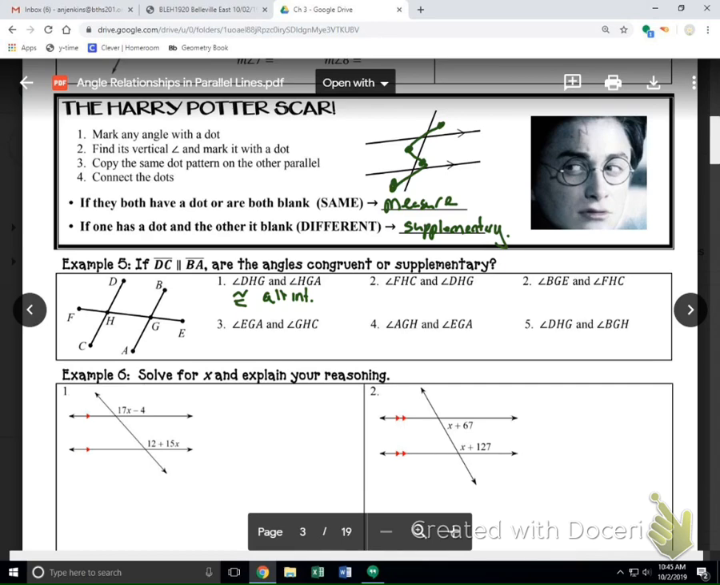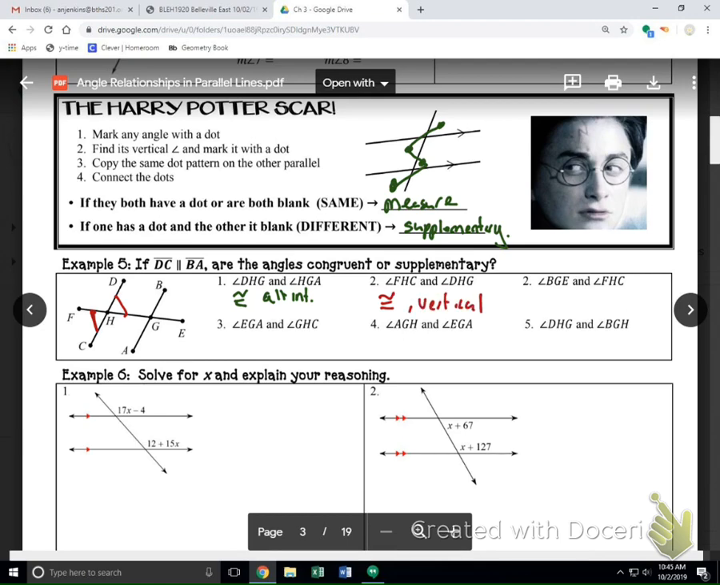Okay, we also have, I'm going to erase those two. I'm going to look over here. We have FHC, and we have DHG. What do we know about those two angles? They're vertical, and vertical angles are? Yep, so we know they're congruent, vertical angles.